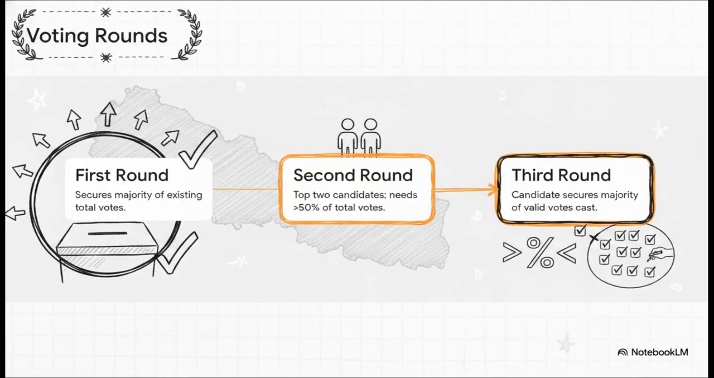Now, let's talk about the multi-round voting system. Examiners love trying to trip you up here. In round 1, a candidate needs a majority of the existing total votes. If nobody hits that, round 2 is just between the top 2 candidates, again needing more than 50% of the total votes. But what if there's still a tie? They go to a third round. And here is the trick. In round 3, the winner only needs a majority of the total valid votes cast. Did you catch that? Not total votes, but total valid votes cast. That threshold shift is huge.